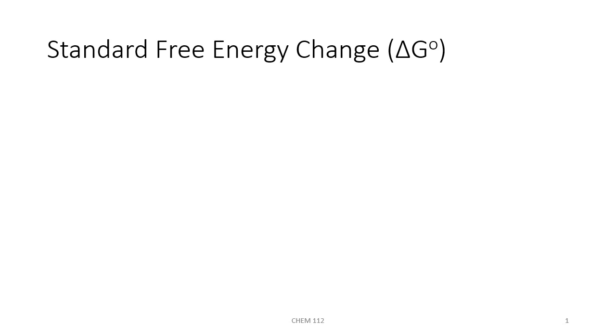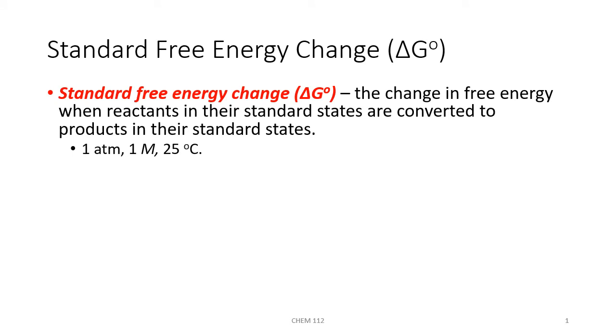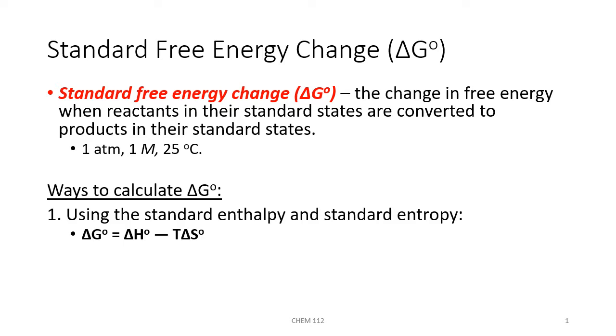There are two major ways that we can calculate the standard free energy change, or Gibbs free energy. This is the change in free energy when reactants in their standard states are converted to products in their standard states. The standard state means 1 atmosphere of pressure, 1 molar if it's a solution, and 25 degrees Celsius. We can calculate delta G by using the standard enthalpy and standard entropy. Delta G will equal delta H minus T delta S.